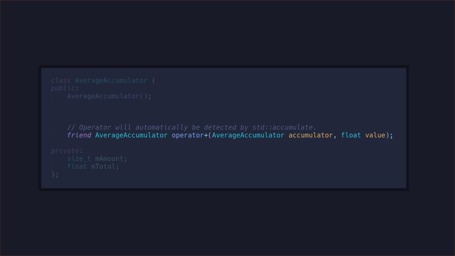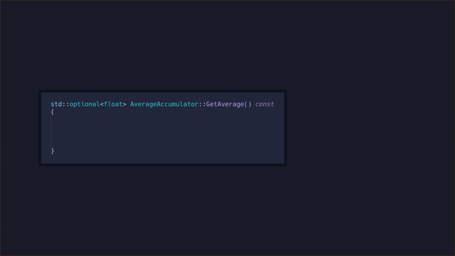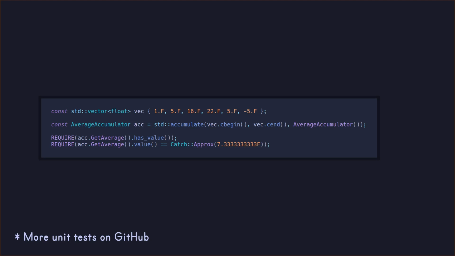Next up, we simply need a way to get the average. I've opted to return an optional float here because an average of 0 elements cannot be calculated. To calculate the average, we first check if calculating an average is possible and do an early return if it's not. Then we return the correct average value. Now we can use this class by simply providing it as a start value to the accumulate algorithm. The resulting value will contain our correct average.